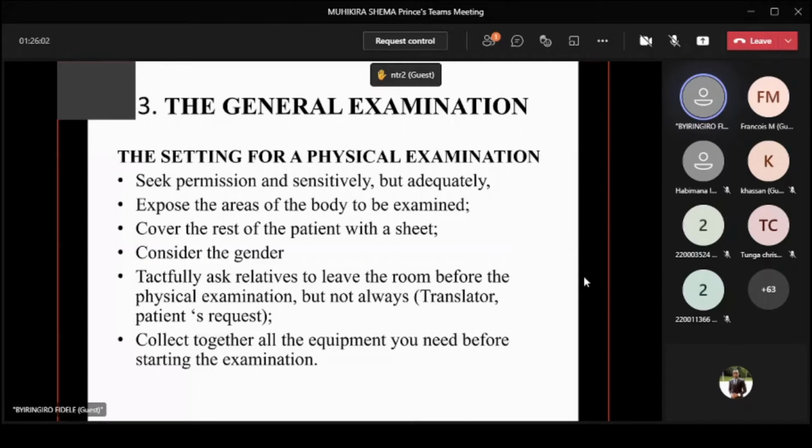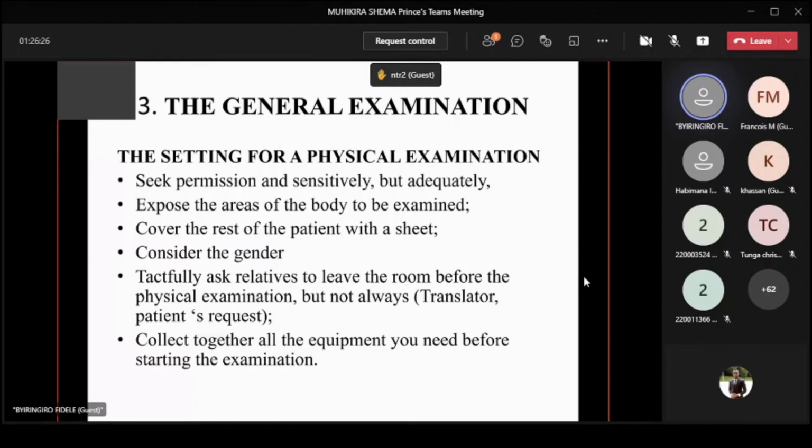You have to cover the rest of the patient with a sheet and always consider the gender. Tactfully ask relatives to leave the room before the physical examination, but not always. For example, you need a translator, or you can also request the patient's wish. Always collect together all the equipment you need before starting the examination.